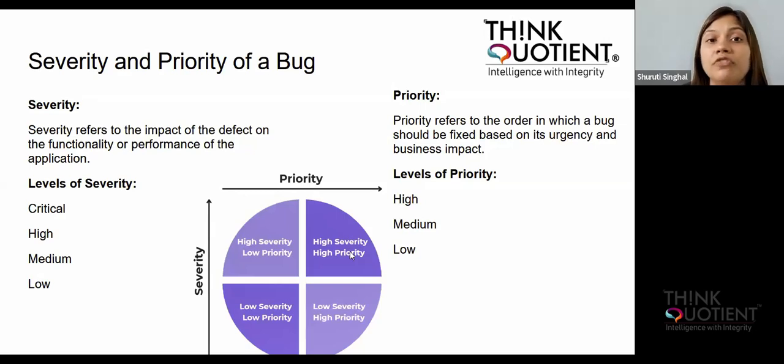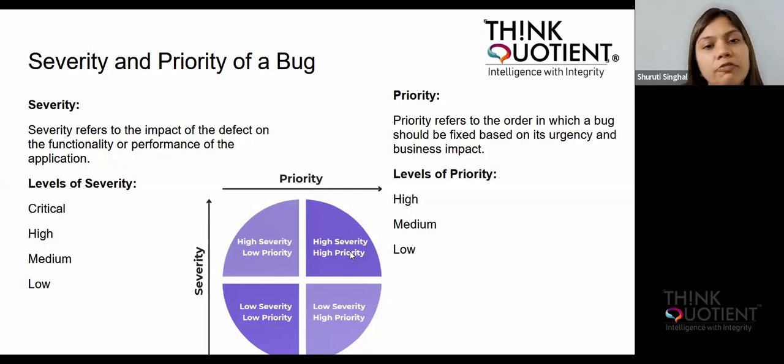High means that the major functionality is broken. Medium means that the functionality works incorrectly. The way it has to behave, it is not behaving like that, but we have a workaround for it. And low means it is a very minor issue. It is not going to impact much, but yes, if you are able to fix this, it is okay.